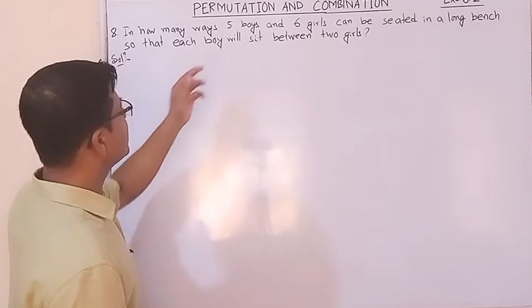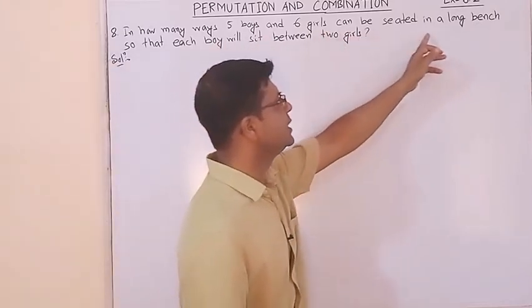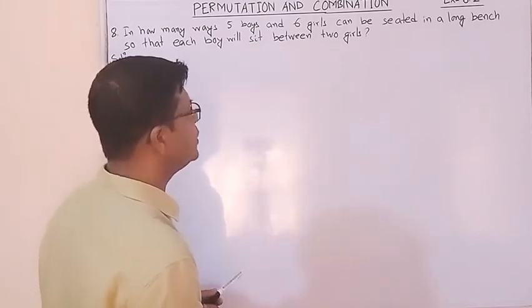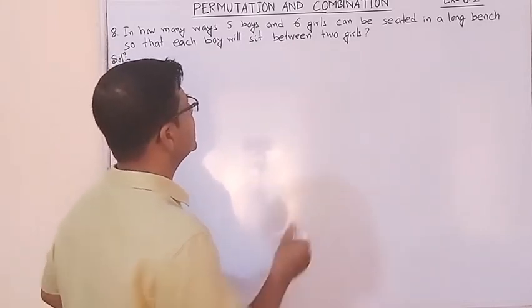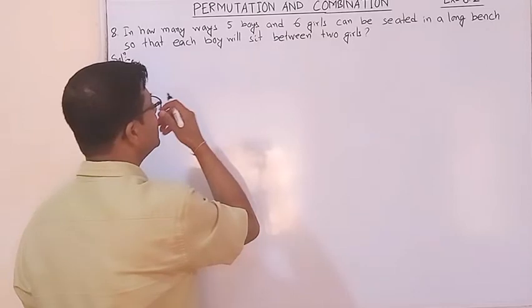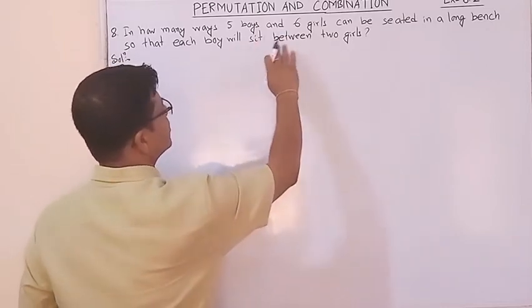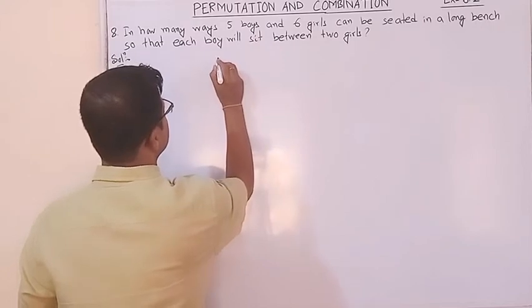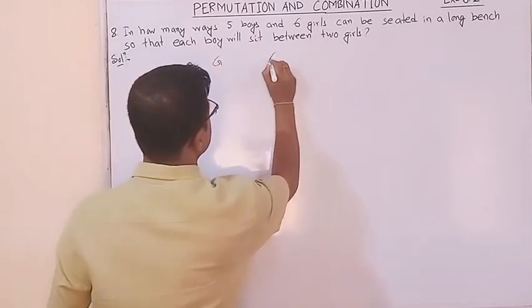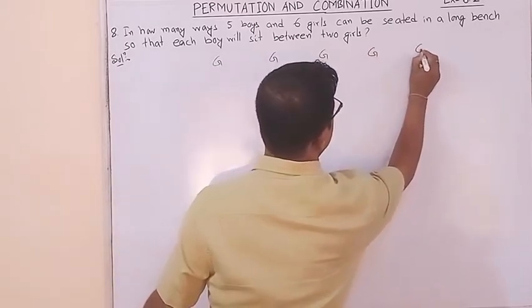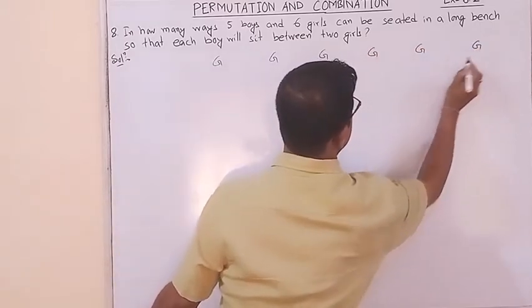In how many ways can 5 boys and 6 girls be seated on a long bench so that each boy will sit between 2 girls? Okay, here you see the number of girls is more. So how one arrangement can be done, you see. Now as there are more girls, let us write the girls first. 6 girls, 1 2 3 4 5 6 girls.